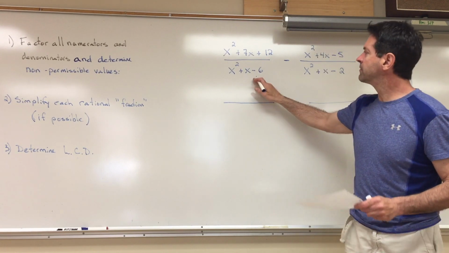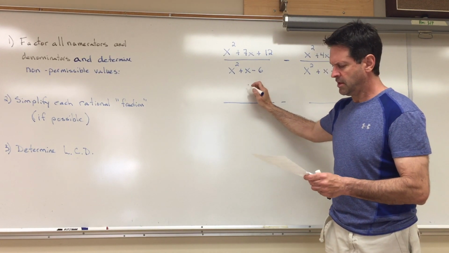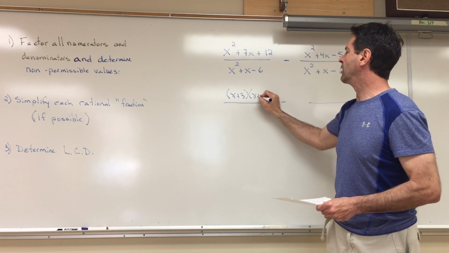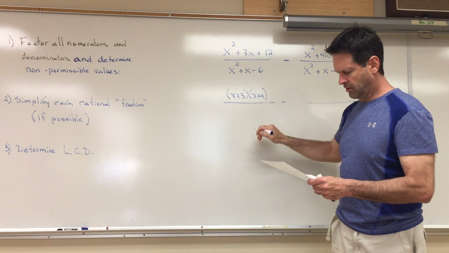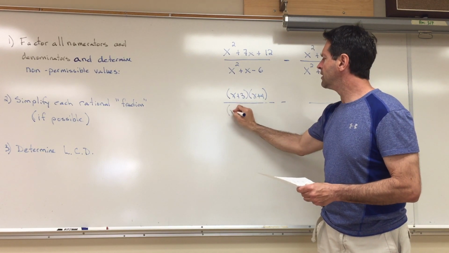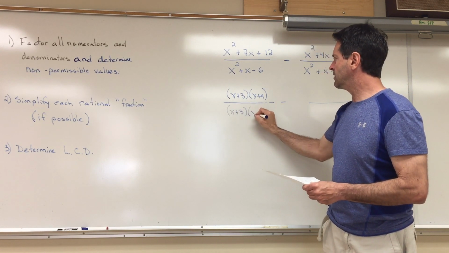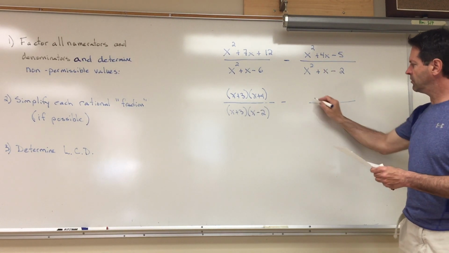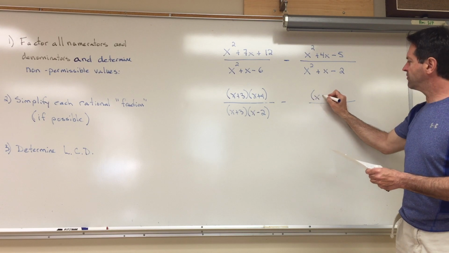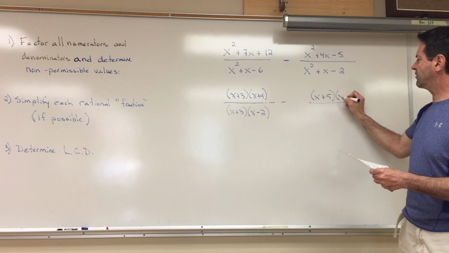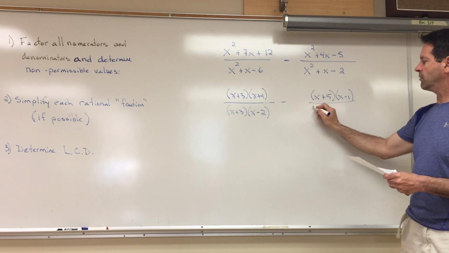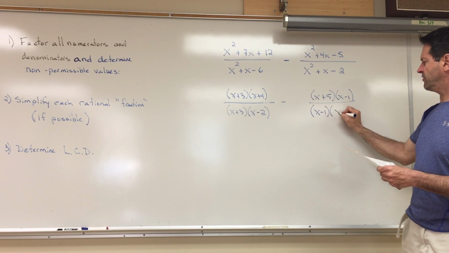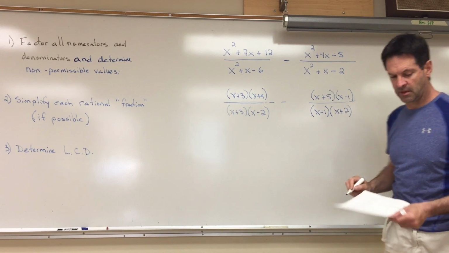Now, the top one factors out to x plus 3 times x plus 4. The bottom one here factors out to x plus 3 times x minus 2. This top one factors out to x plus 5 times x minus 1. And this bottom one factors out to x minus 1 times x plus 2.